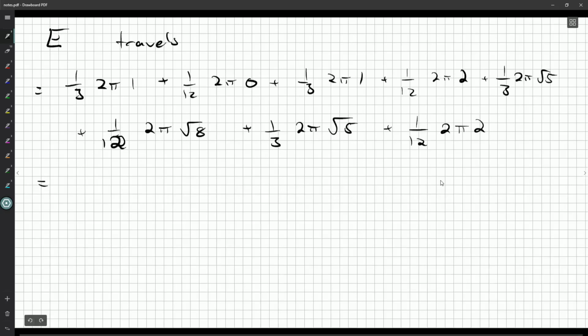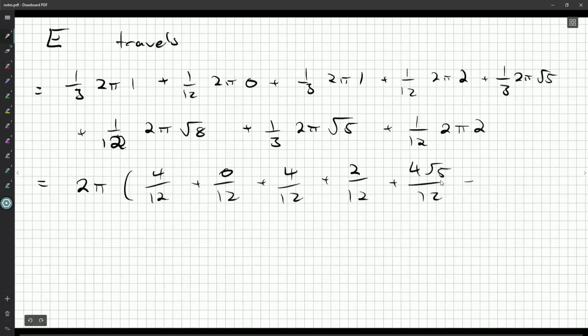Okay, let's take out a factor of 2 pi. 1/3, 0, 1/3, 1/6. Actually, let's put everything over 12. That might be easiest. So 1/3 is 4/12, 0/12, 4/12, 2 over 12, 4 root 5 over 12, root 8 over 12, or 2 root 2, whatever you want to say. 4 root 5 over 12, and then 2 over 12.